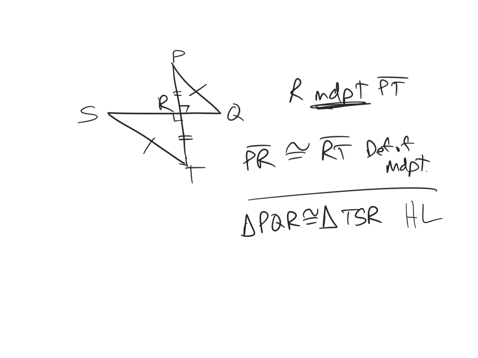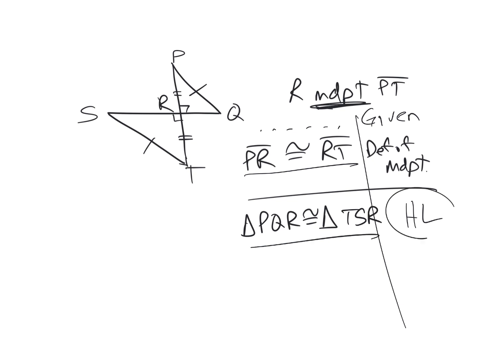Okay, you guys realize you're doing proofs every time you do this. Watch. Given. All that stuff that's up there. You just told me the definition of midpoint. And then there's your proof statement with the reason. You're doing proofs every single time you answer the question. All right, moving on.